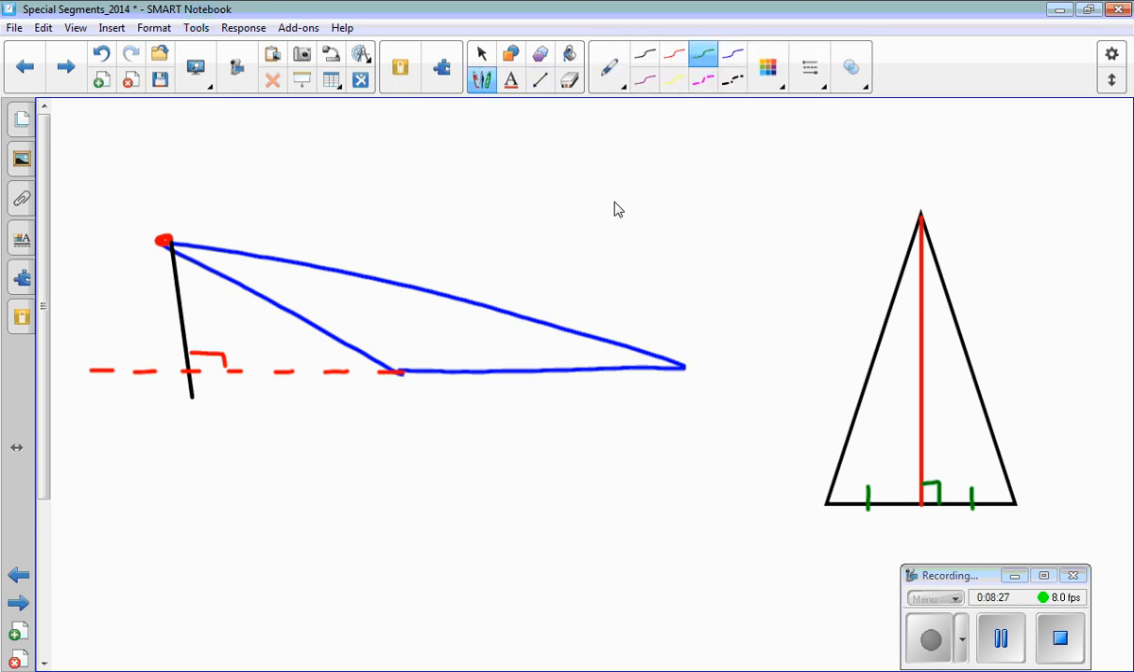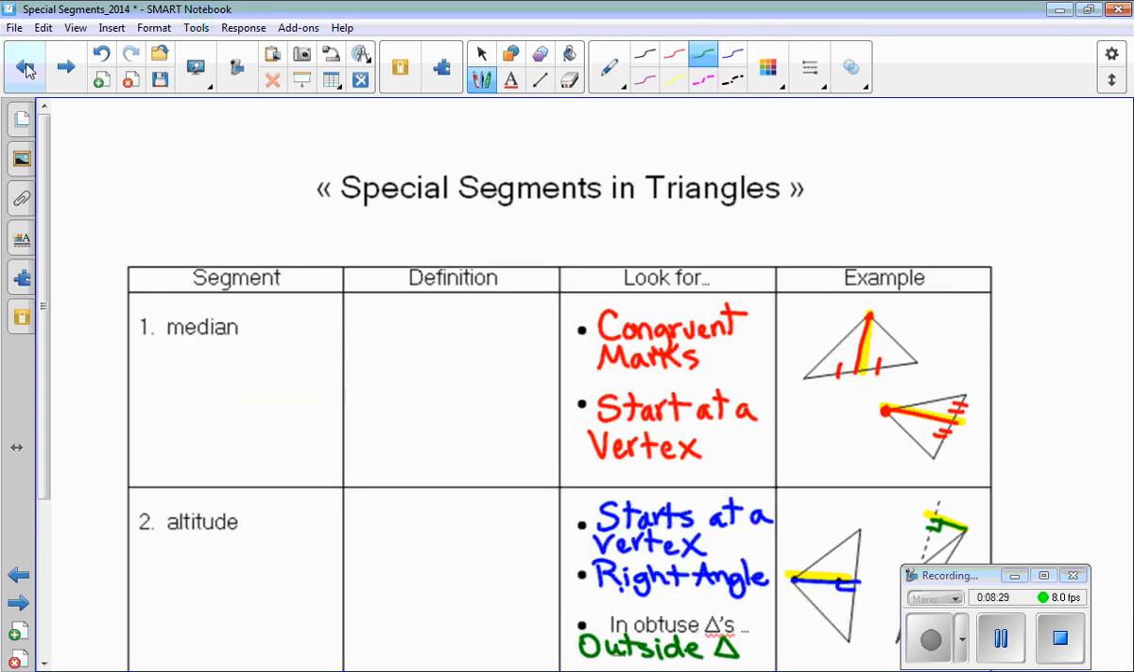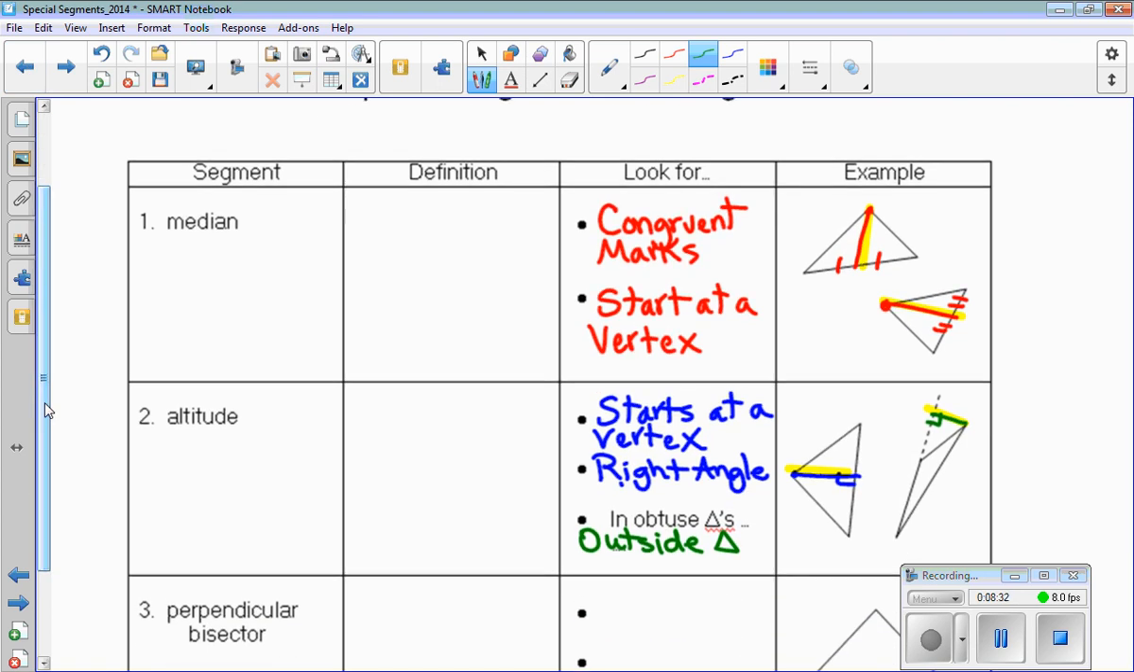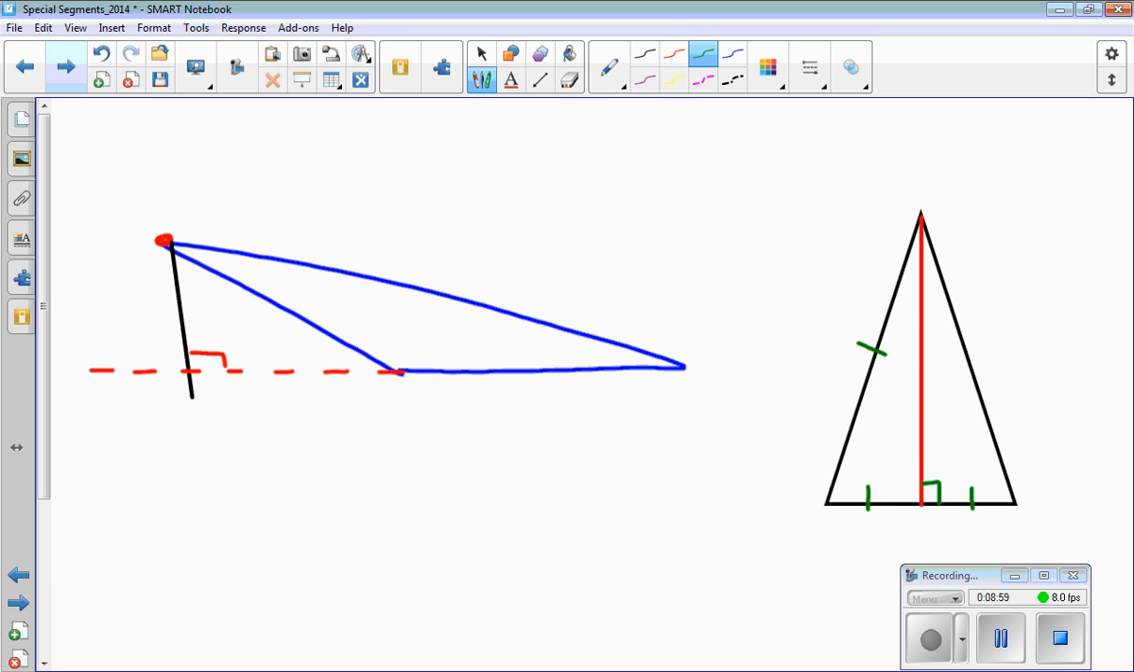So we should probably write that somewhere, don't you think? Let's write: in an isosceles triangle, these are the same. In an isosceles triangle, they are the same, when drawn from that vertex angle. It's a special case, isosceles. And we can't know that unless we know for sure that this is an isosceles triangle. I drew it that way on purpose.